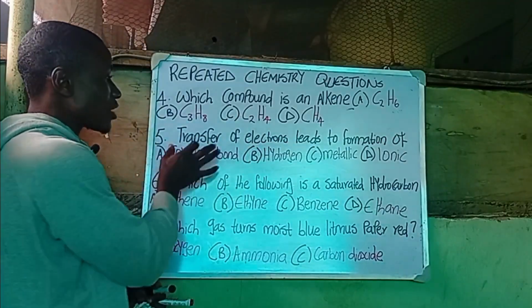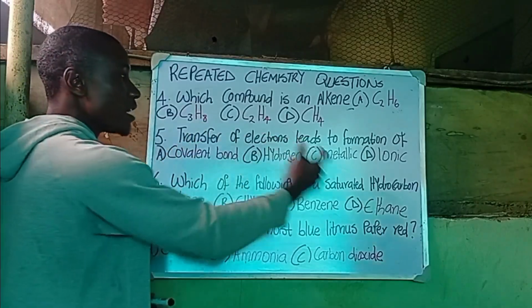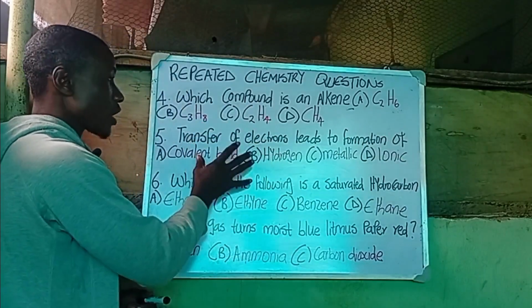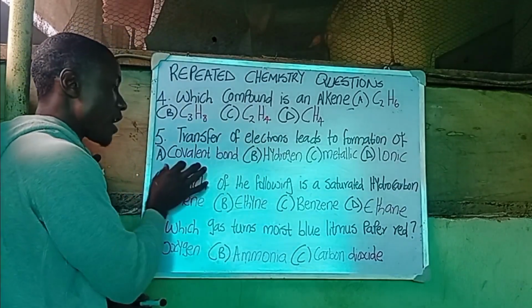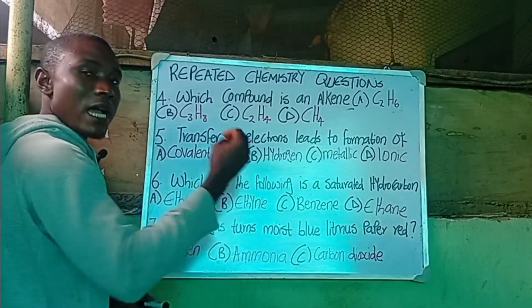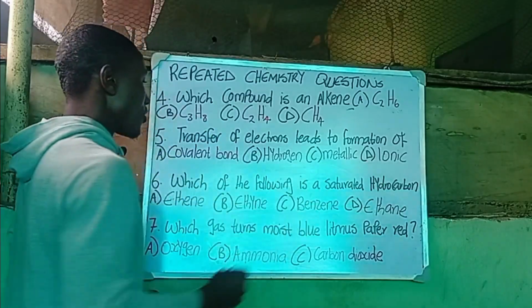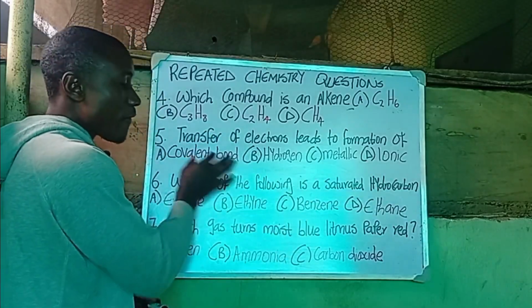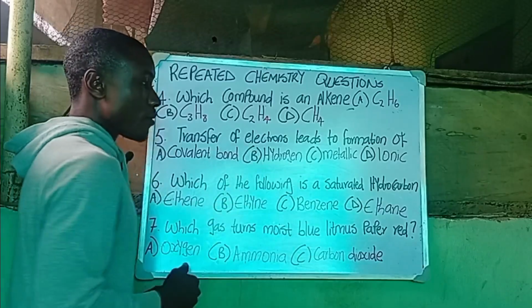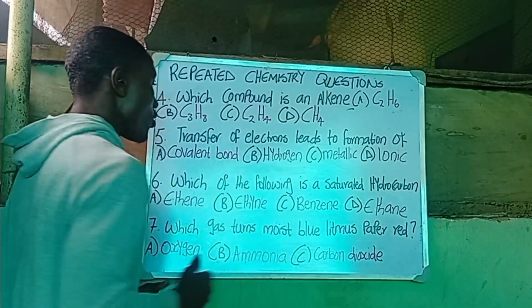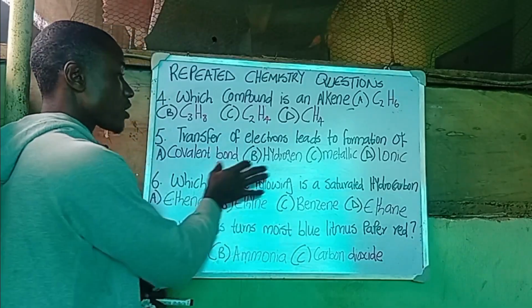Moving on to question number 5. Question number 5 says, the transfer of electrons leads to the formation of, this is what is known as chemical bonding. The transfer of electrons leads to the formation of A, covalent bond, B, hydrogen bond, C, metallic bond, and D, ionic bond.